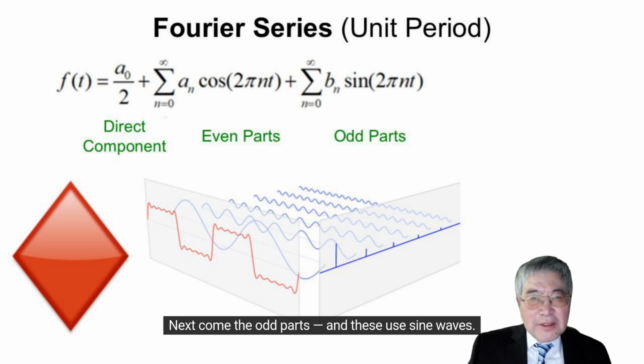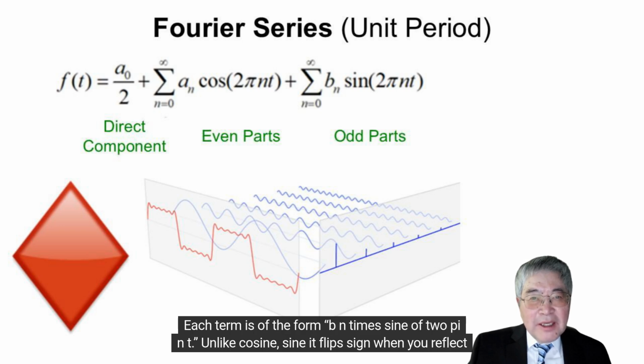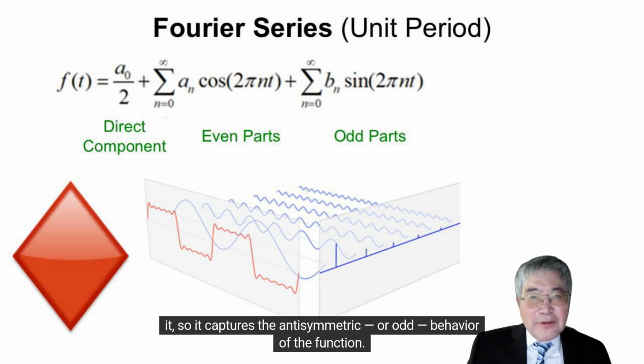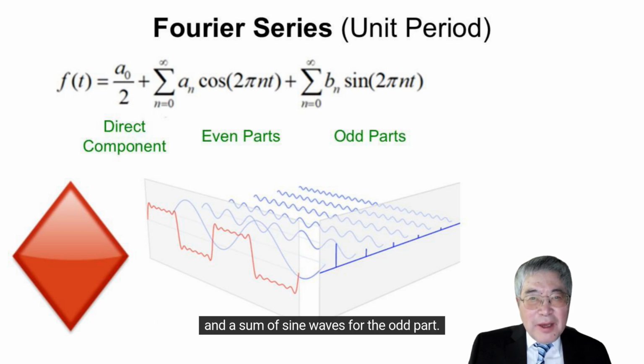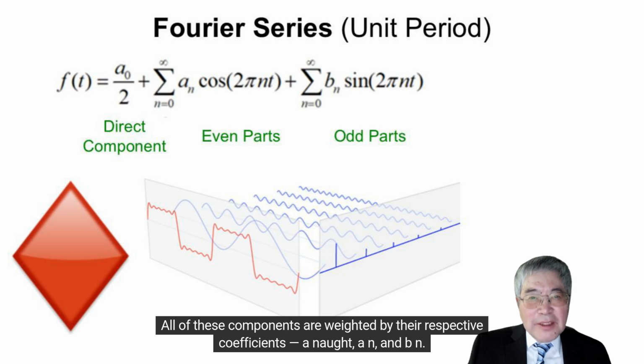Next come the odd parts, and these use sine waves. Each term is of the form bn times sine of 2 pi nt. Unlike cosine, sine flips sign when you reflect it, so it captures the anti-symmetric or odd behavior of the function. So to sum up, we build the full function using a constant term plus a sum of cosine waves for the even part and a sum of sine waves for the odd part. All of these components are weighted by their respective coefficients, a naught, an, and bn.